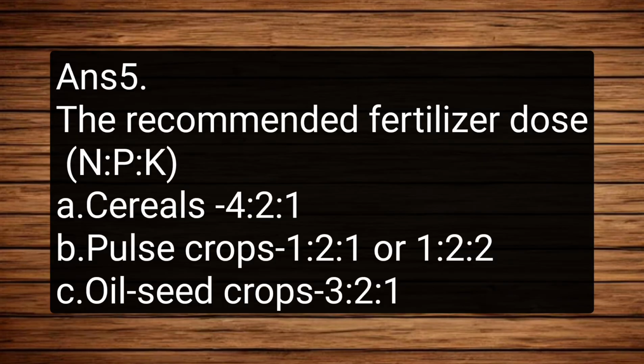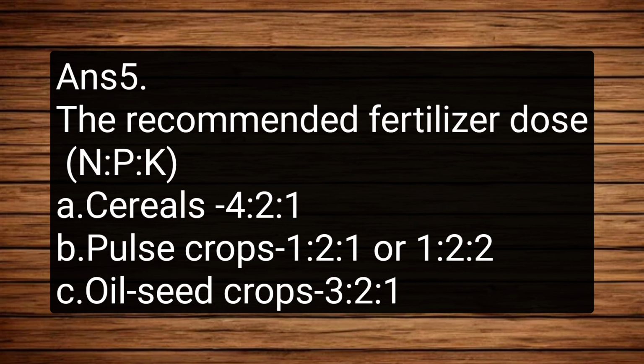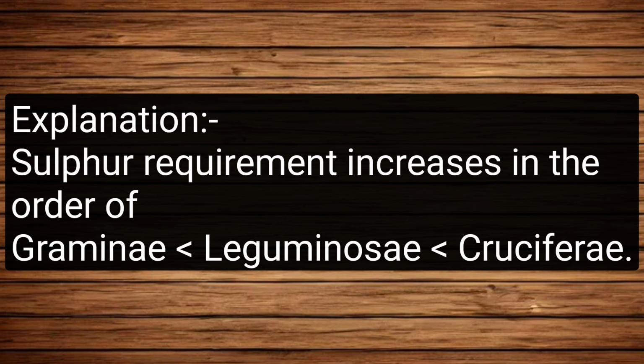The recommended fertilizer dose, that is NPK, for cereals is 4:2:1. For the pulses, it is 1:2:1 or 1:2:2. And for the oilseed crops, it is 3:2:1.